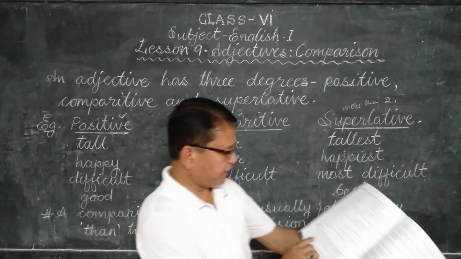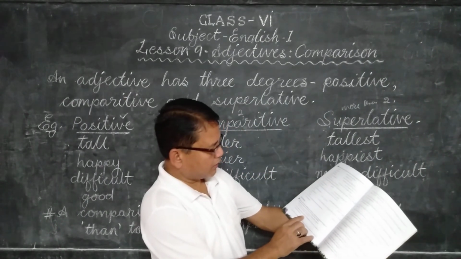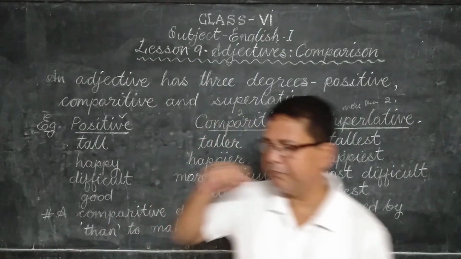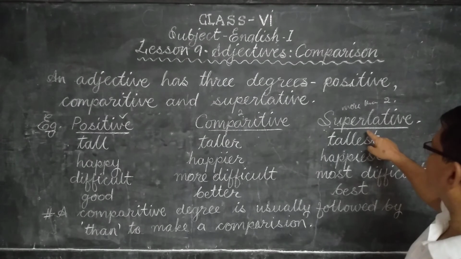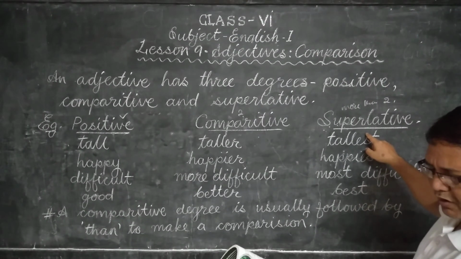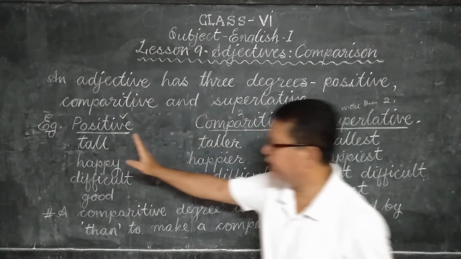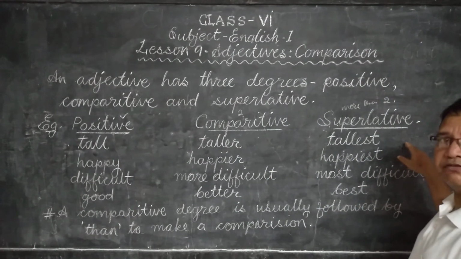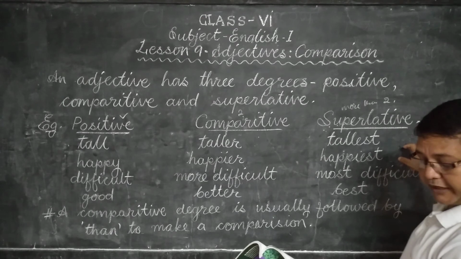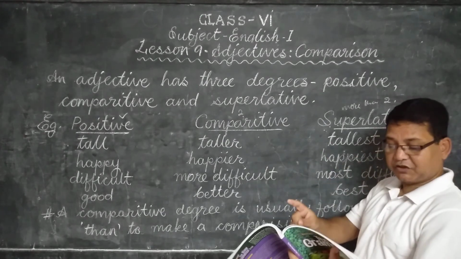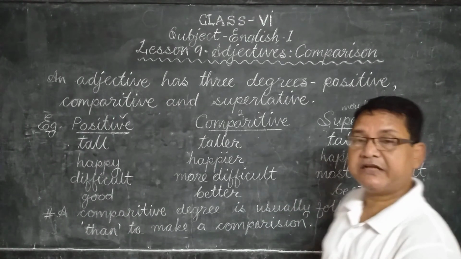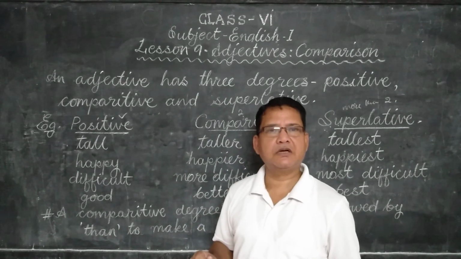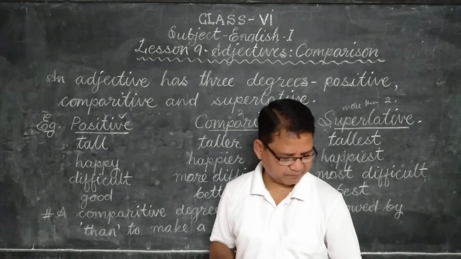Number 2. He is wealthier than all other businessmen in our country. Change to superlative. Means comparison more than 2. So what is the word here? Wealthy. Wealthy, wealthier, wealthiest. You have to use the superlative. So how to write? He is the wealthiest of all other businessmen in our country.